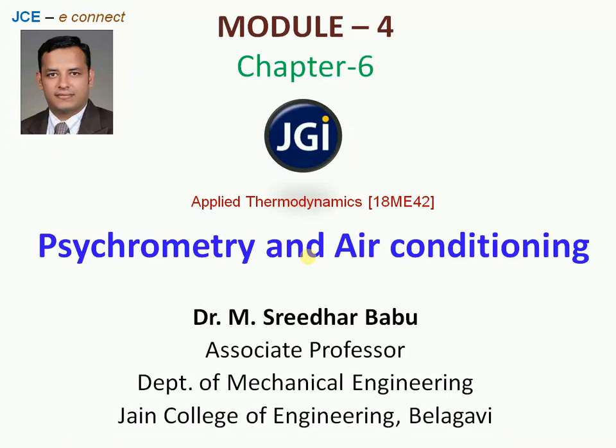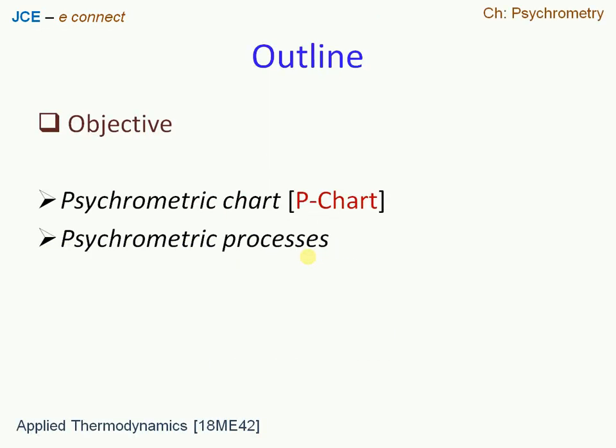Hello and welcome to the course, and we are looking at psychrometry and air conditioning. In today's lecture we are going to look at salient features of the psychrometric chart, which is also called the P chart, followed by different types of psychrometric processes.